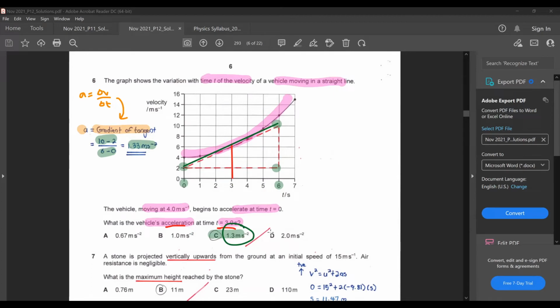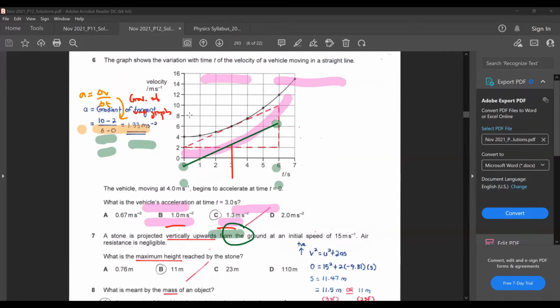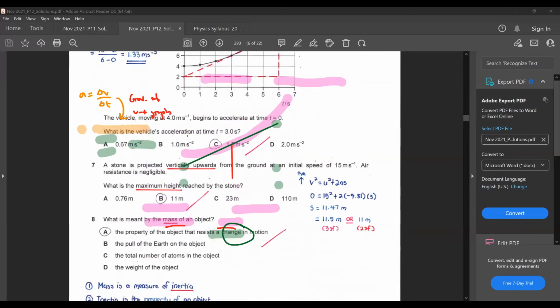Yeah, this one, I think I better just write it. Rate of change of velocity, this is the gradient of your VT graph. Okay, so that one is done. Then we move on to question 7.